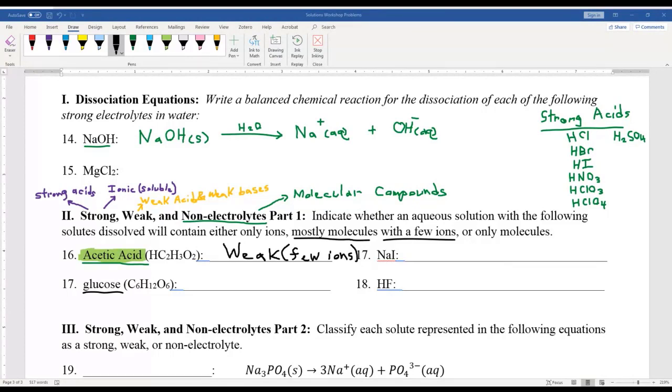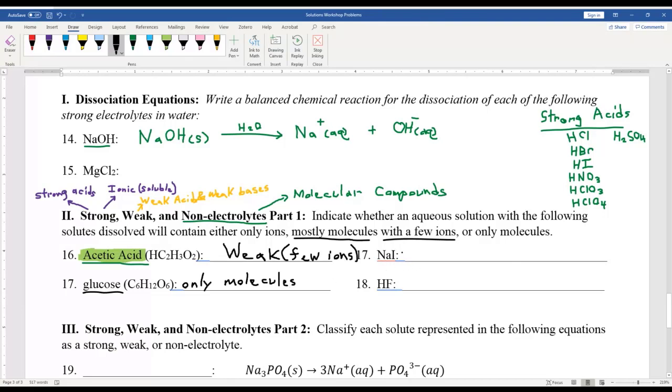It's not a weak acid or a weak base, so yeah, it's not actually an electrolyte. It's a molecular compound. And if it's a molecular compound, that means it's non-electrolyte. So what is it going to be? Only molecules. That's right. This is only going to be molecules. They give glucose to athletes when they run, just to give them energy. So it cannot be acidic or anything. Yeah, exactly.